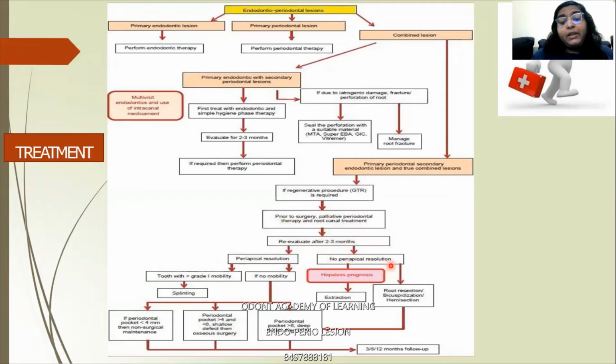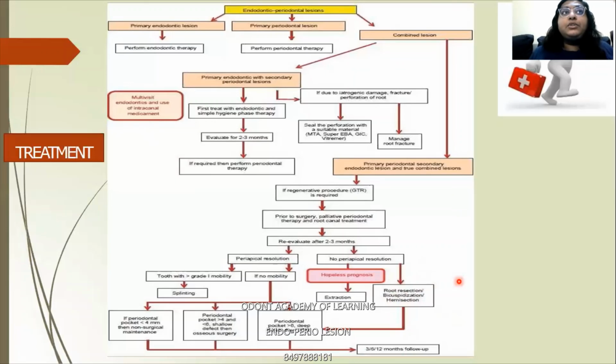If not, if the patient is saying, just save the tooth, I don't want to get the tooth removed, I need that tooth, I'm scared of extraction, then what you do is a root resection or a bicuspidization or a hemisection procedure. All of these are endodontic surgeries or periodontal surgeries associated with each other.